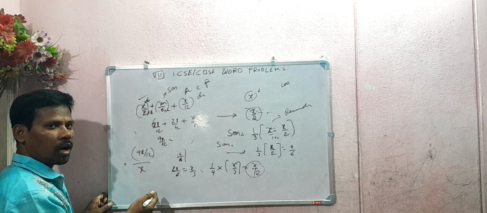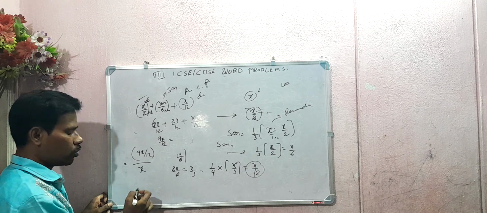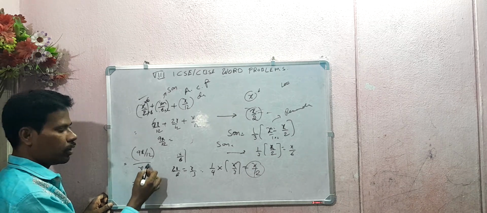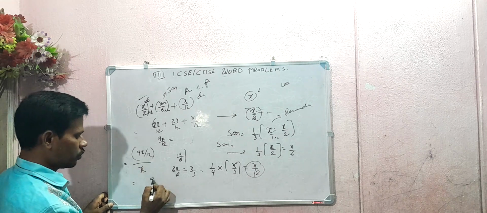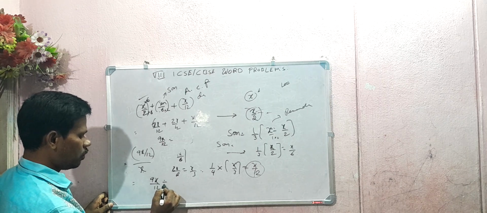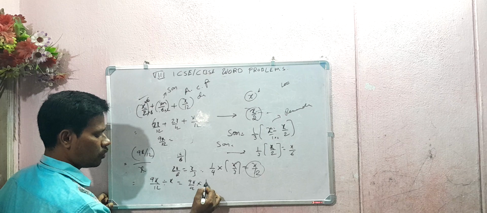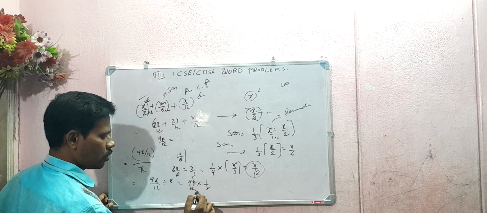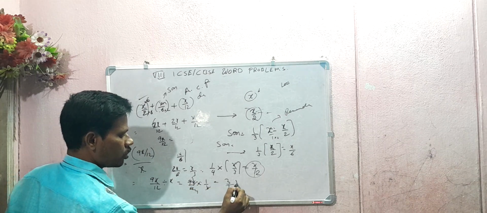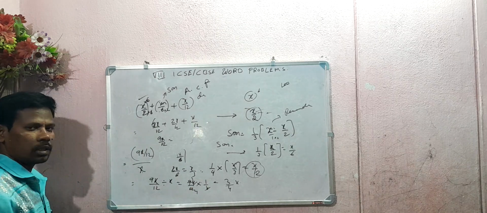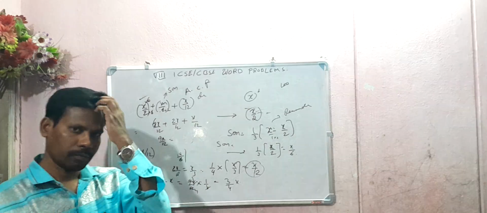So why are we doing this? He is asking what fraction he has left now. Out of x he has given this much. So 9x by 12 divided by x. So 9x by 12 divided by x becomes 3 by 4. So he has 3 by 4 of the land. That's it.